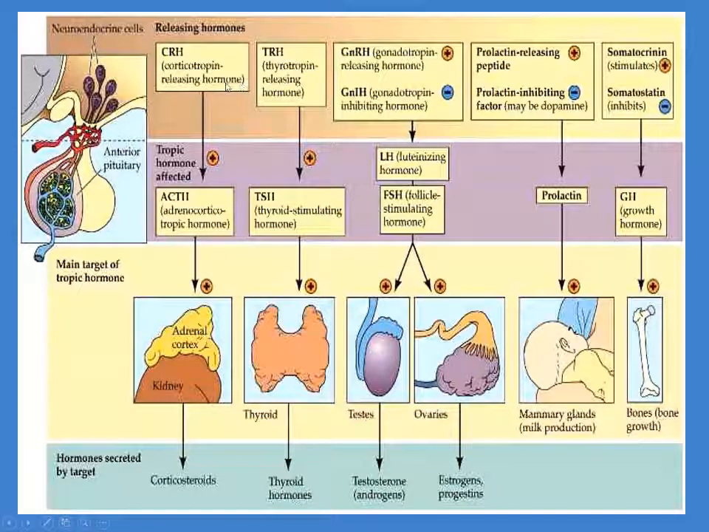So under normal circumstances, you have CRH driving ACTH through pro-opiomelanocortin. You have TRH driving TSH and then driving the thyroid gland. You have LH and FSH driving the testes and the ovary. And you have prolactin subserving lactation, among other actions. And then you have growth hormone that is responsible for things like bone acquisition.